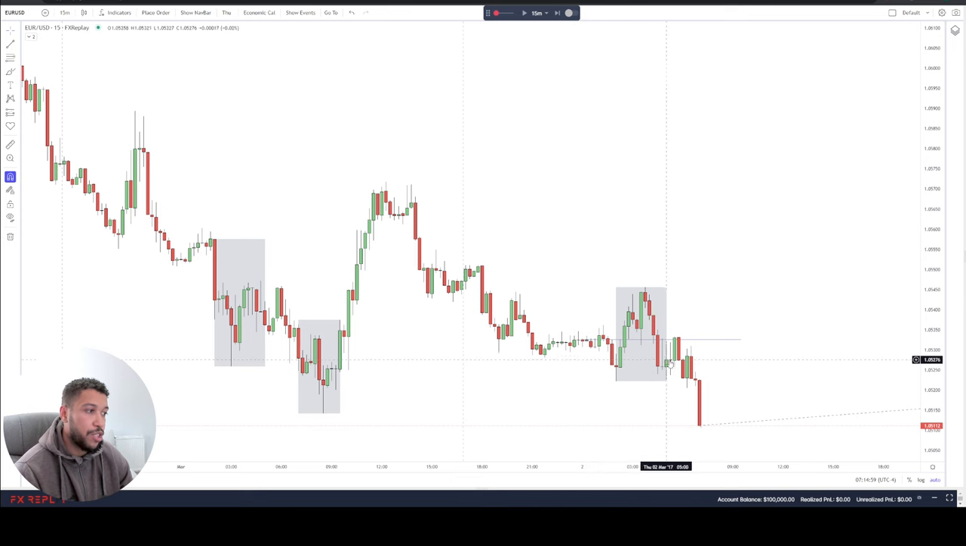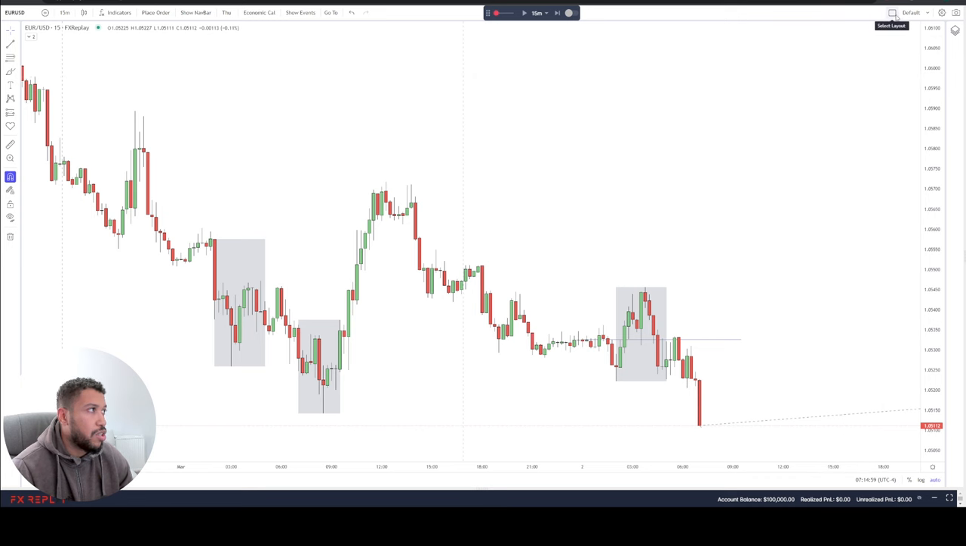And this first shaded area is the London kill zone. There's going to be another shaded area drawn, that's going to be the New York kill zone. So now I'm going to be waiting to see if price wants to go higher. Oh yeah, there's one thing that I forgot actually.